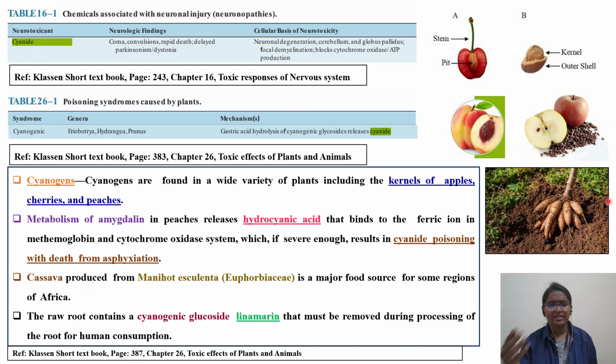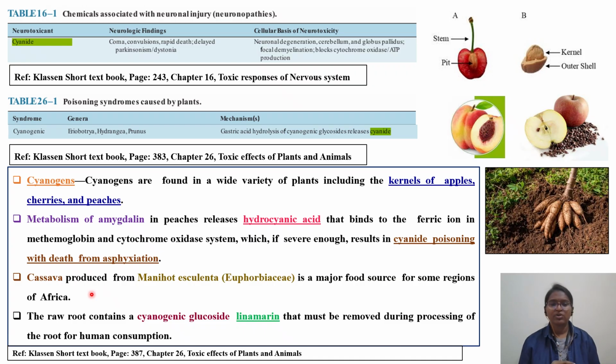Let's quickly read the important points that we came across in chapter number 26. Cyanogens are found in a wide variety of plants, including kernels of apples, cherries, and peaches. These are the sources. The metabolism of amygdalin in peaches releases hydrocyanic acid (HCN), and this will bind to Fe+3 iron in methemoglobin and the cytochrome oxidase system, which, if severe enough, results in cyanide poisoning with death from asphyxiation, that is difficulty in breathing, a lack of oxygen to the lung tissue.